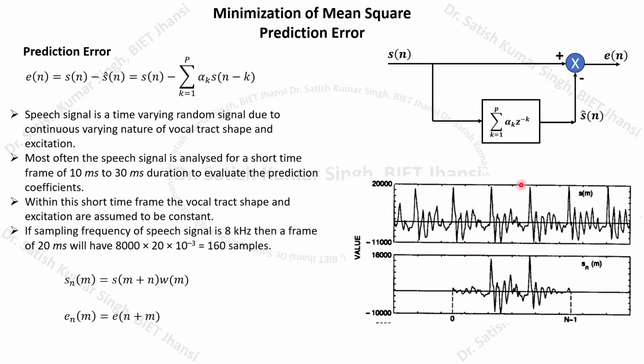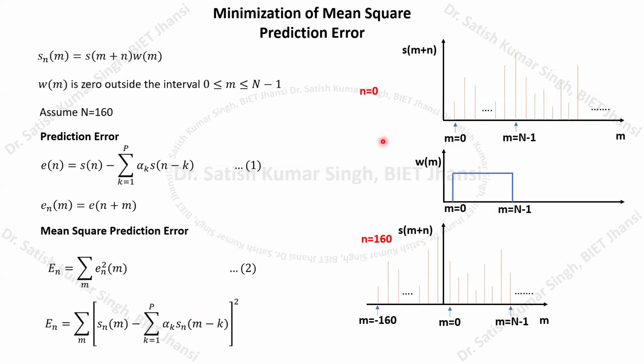So this way we have to first window the speech sequence by multiplying it with the proper window of proper length, and then we have to consider only those many samples of the speech signal for the evaluation of your alpha k. So let's try to understand what we mean by writing this particular equation, and how we have arrived at it.